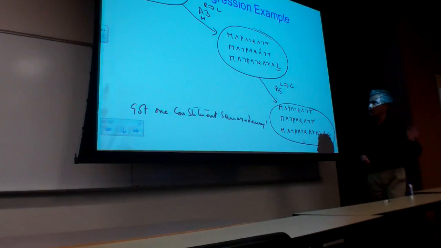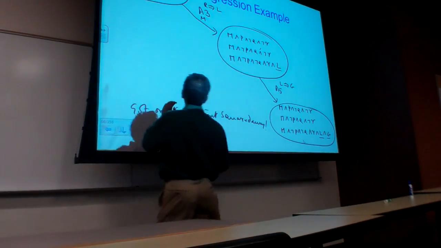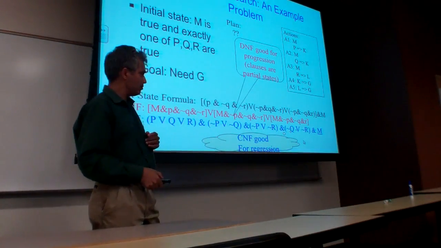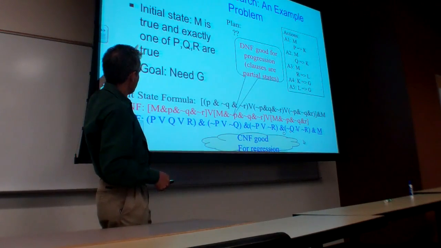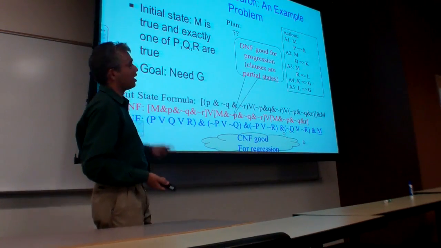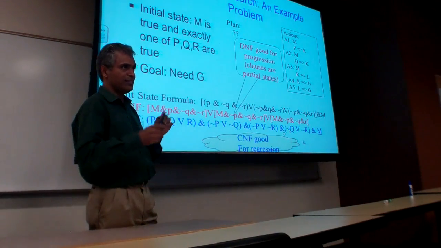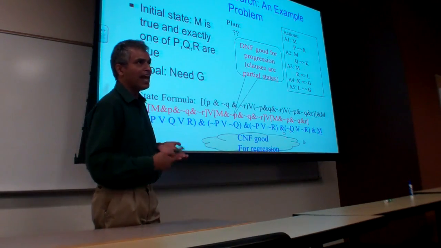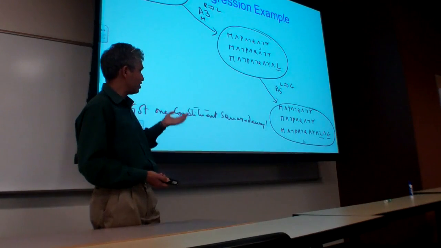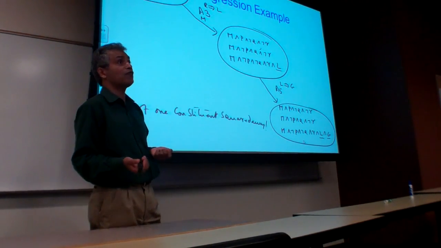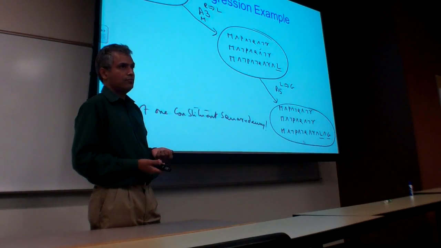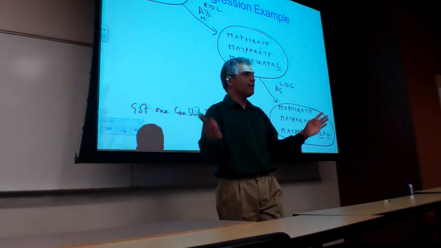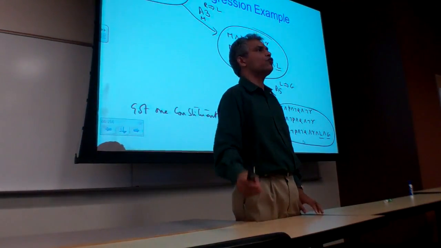Okay. I want to tell you one more thing and we can basically stop. The problem we solved here essentially is this problem. I have the following actions, and initial state M is true and exactly one of P, Q and R is true. That's the initial state. And the goal state I want is G. And I showed you a partial plan for making G. Now the plan that I actually showed you has no sensing actions, so it's a conformant plan. So if I were to reach a belief state where G is entailed, then I get to stop and say, you do these actions in sequence, you will be done.